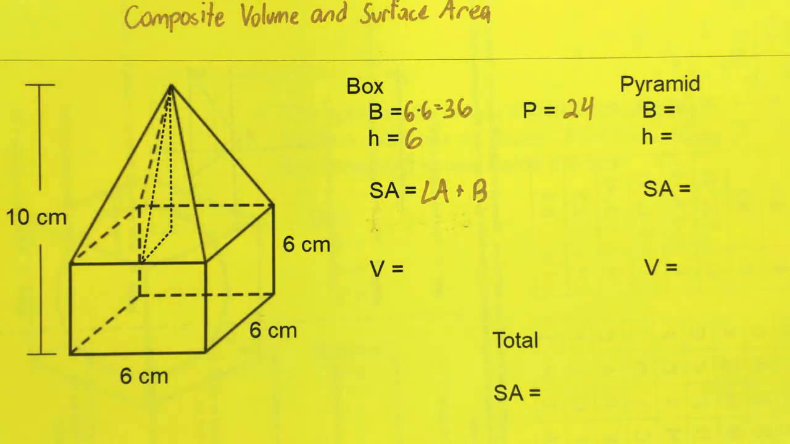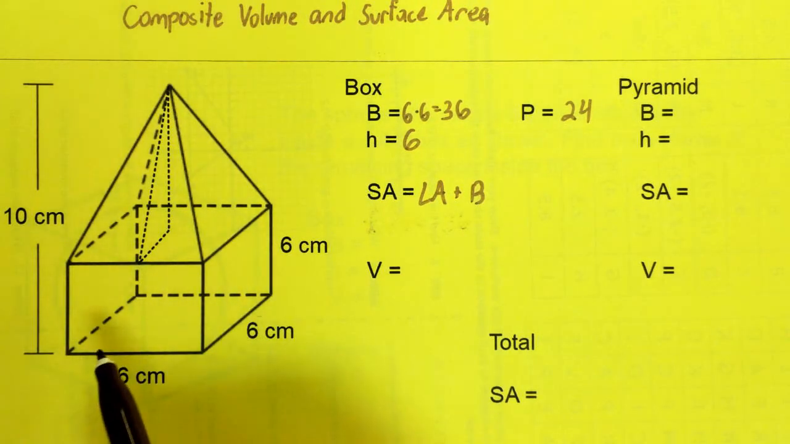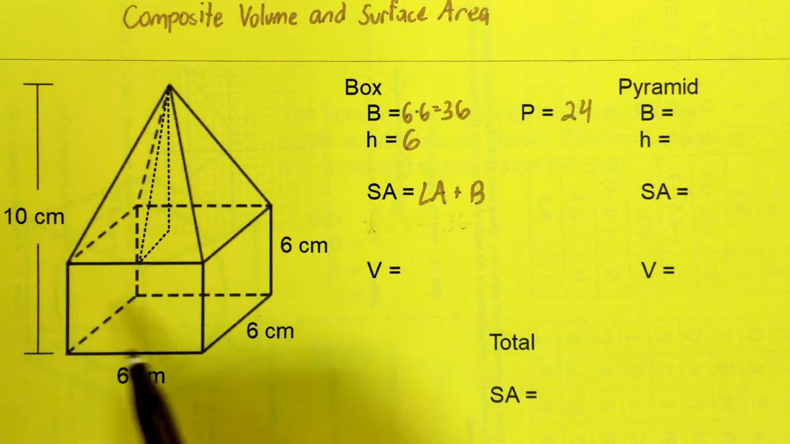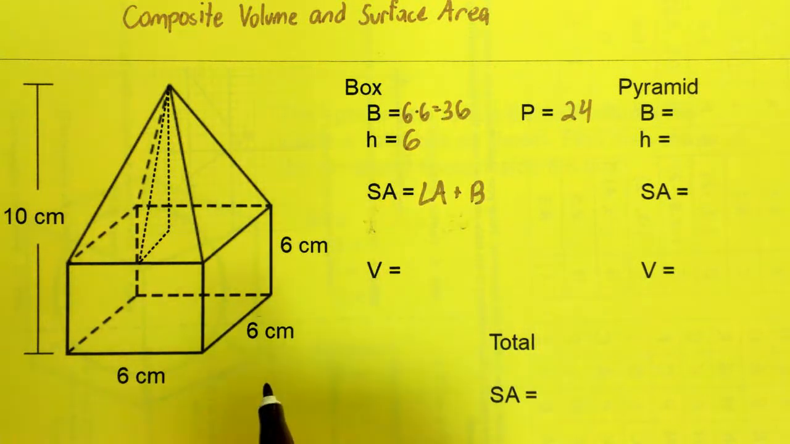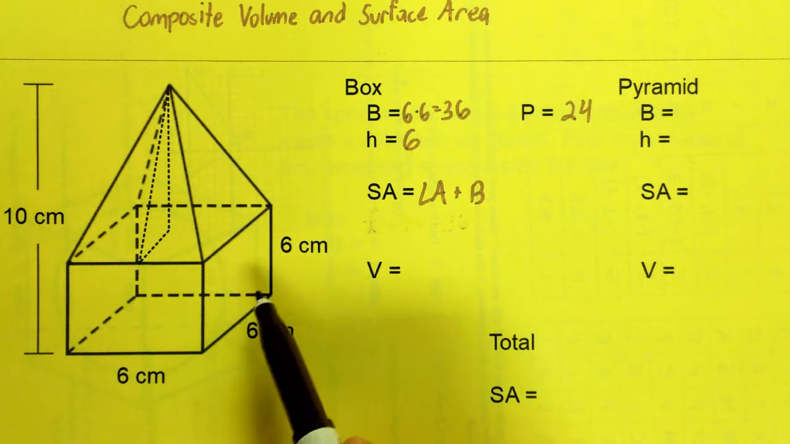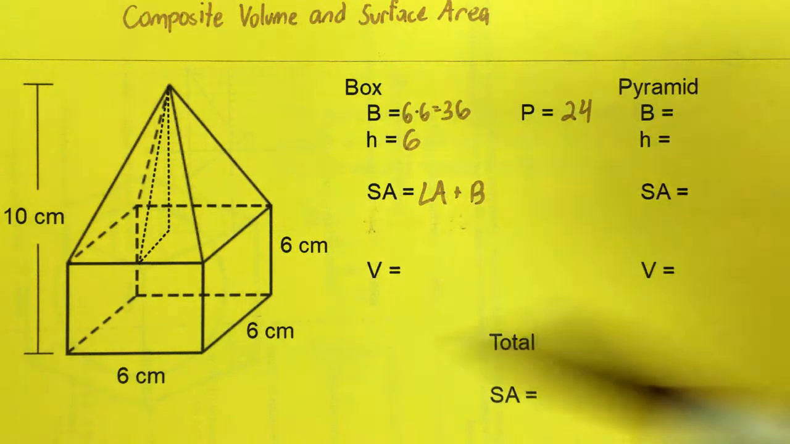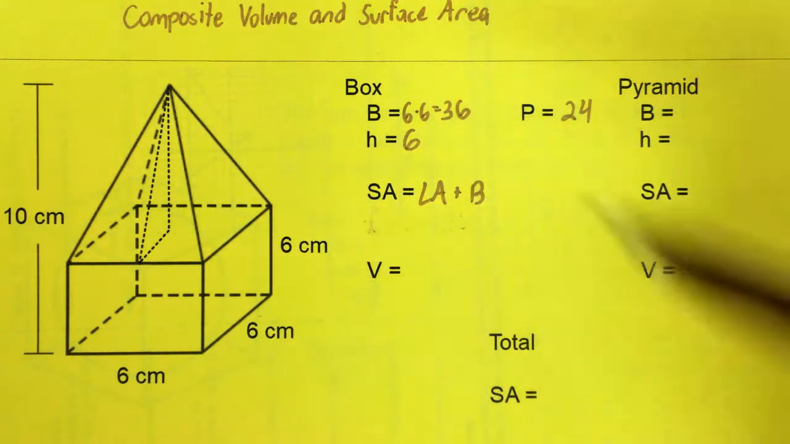So here we go. Let's start with my cube. The base of my cube is this bottom part. Area of that bottom part, 6 times 6, 36. And then perimeter, I have 6 plus 6 plus 6 plus 6 to get 24. And the height of my cube up here is 6.